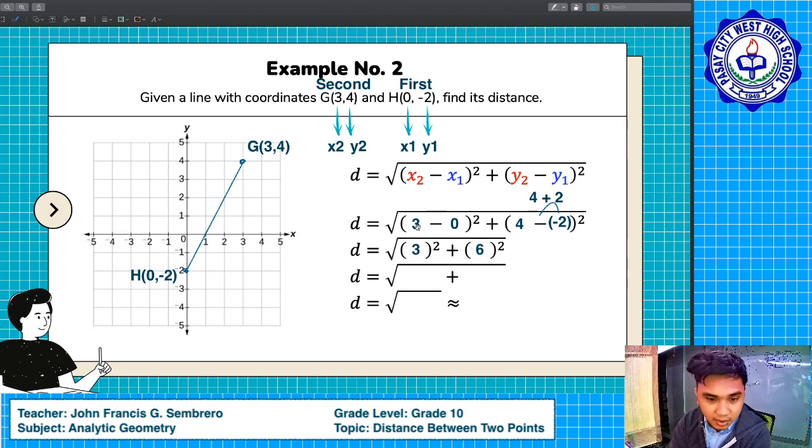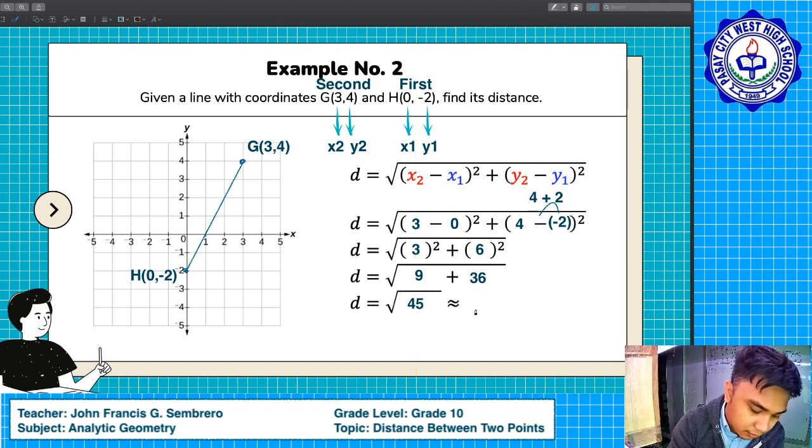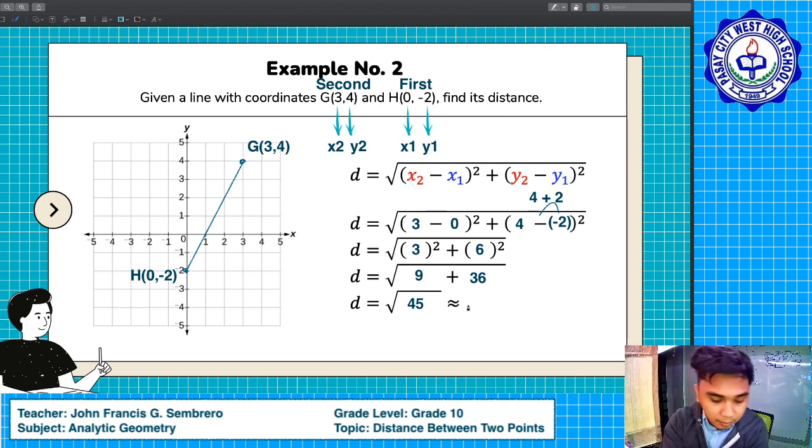So we can now simplify that. 3 square is 9, while 6 square is what? It's 36. So 9 plus 36 is what? 9 plus 36 is 45. So basically, we have square root of 45. If we are to simplify the radical form, it will be 3 square root of 5, or approximately 6.71. There you go. So 6.71 units.